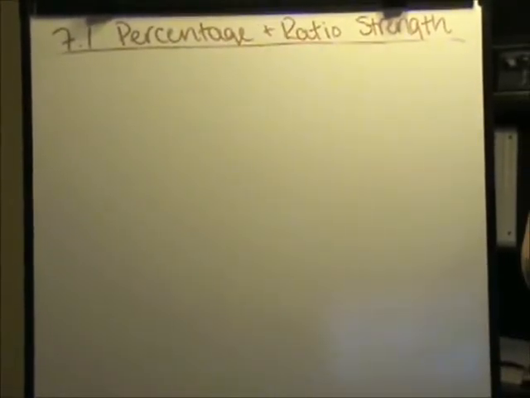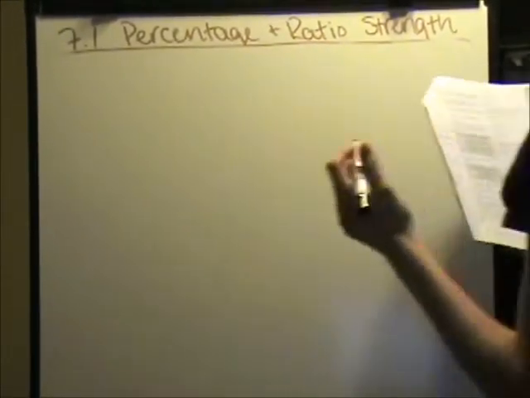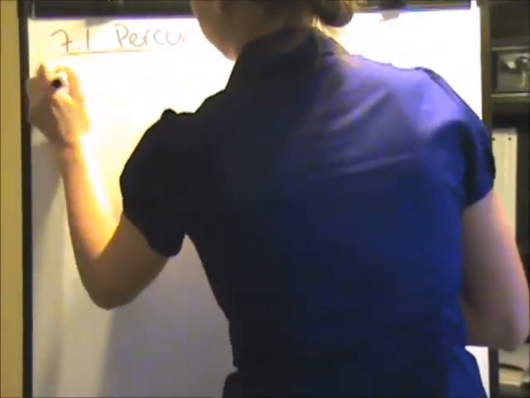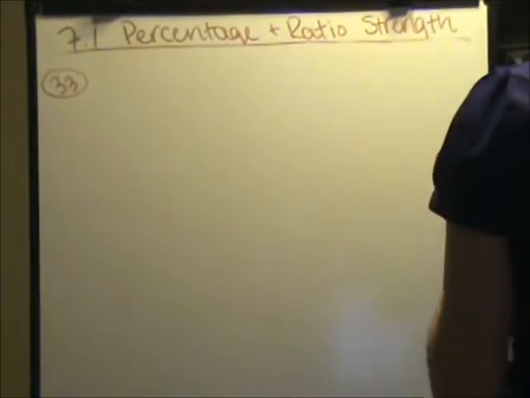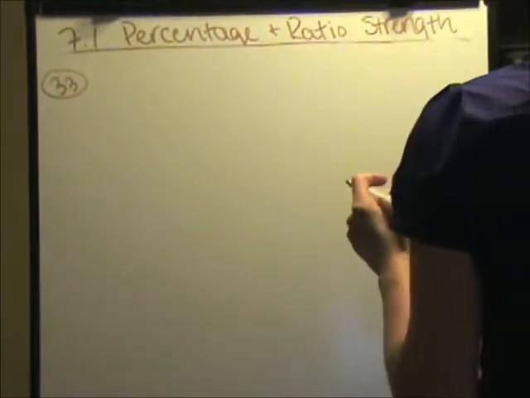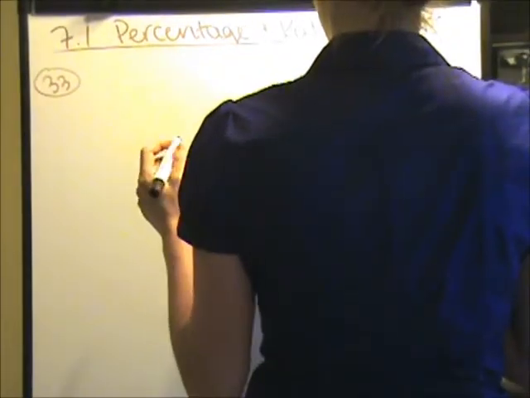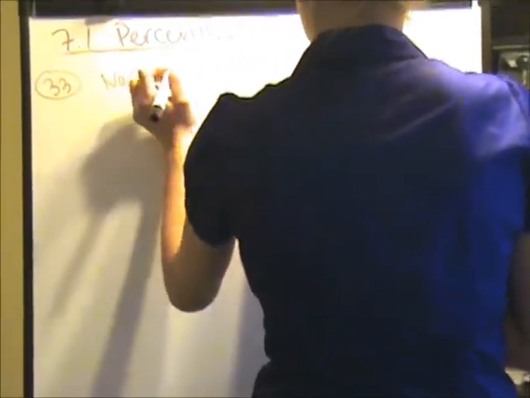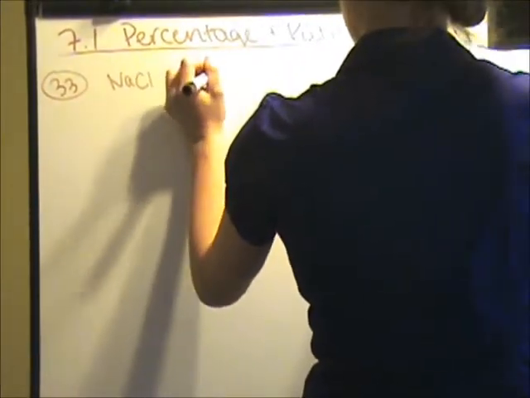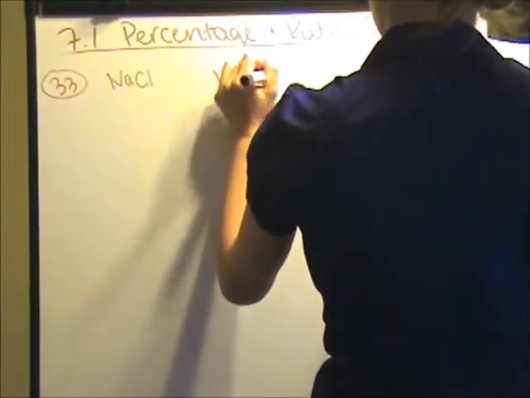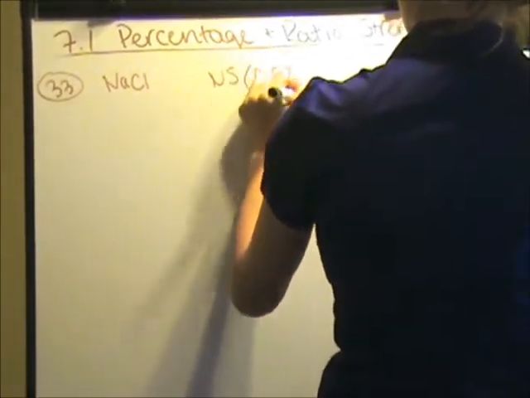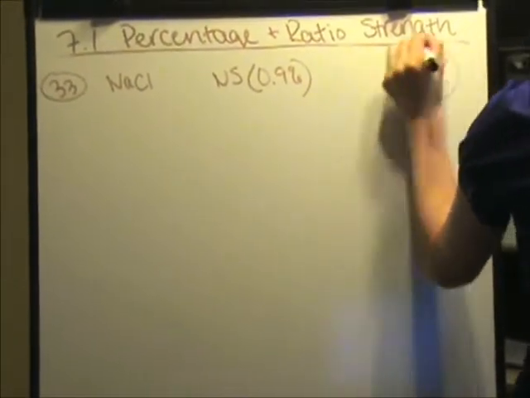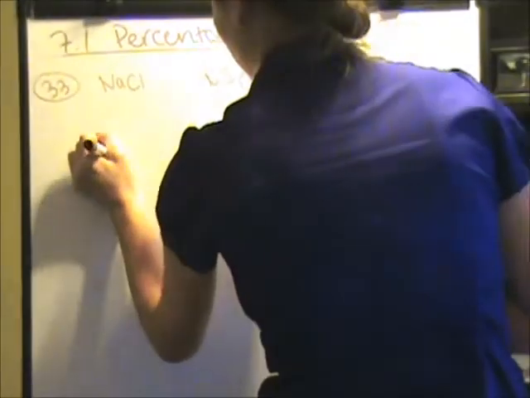Okay, let's do one more. Let's look at the next page, 184, and let's look at number 33. How many grams of sodium chloride are in the following volumes of normal saline? 0.9%. And normal saline is 0.9%. The question is asking us how many grams. So we're going to be solving for grams. That's going to be our variable.